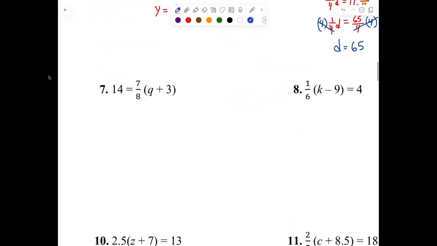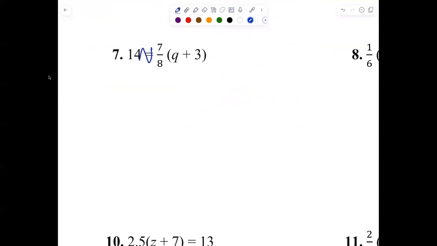Let's go down here. I don't like it like this, so I like to scratch this out and just put equals 14. All right. So here we go. Distribute that 7/8 for me. So what's it going to be? Yes, 7/8 Q plus, what's 7/8 times 3?